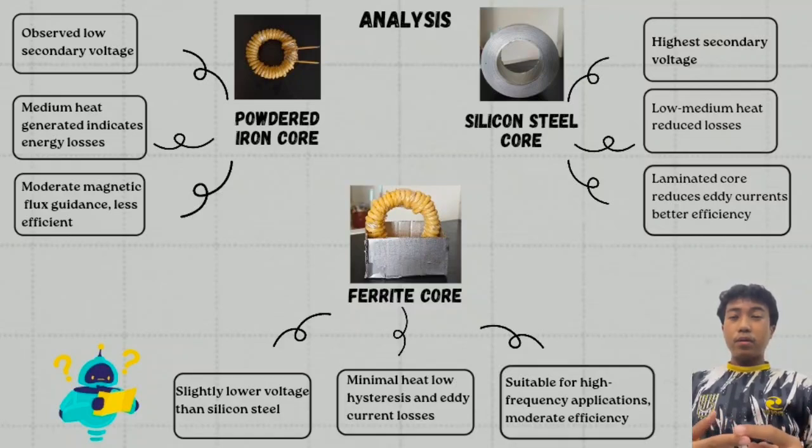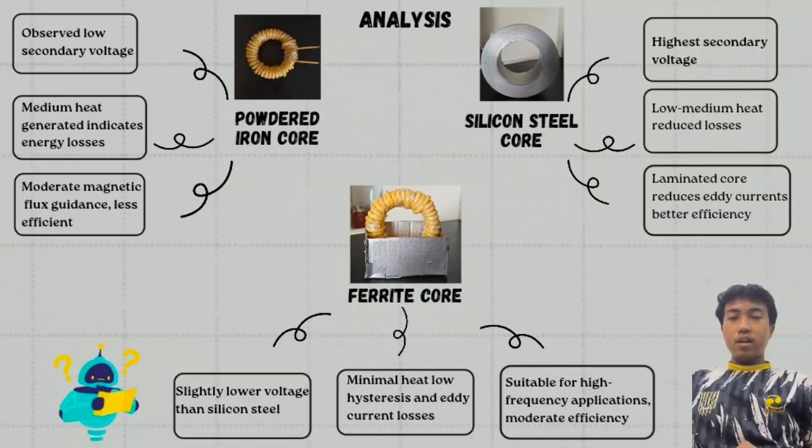First, the powder iron core. The powder iron core produces a low secondary voltage. It also generates medium heat, which indicates high energy loss. This happens because its magnetic flux radiance is not very efficient. Therefore, it is suitable for high efficiency transformer application.